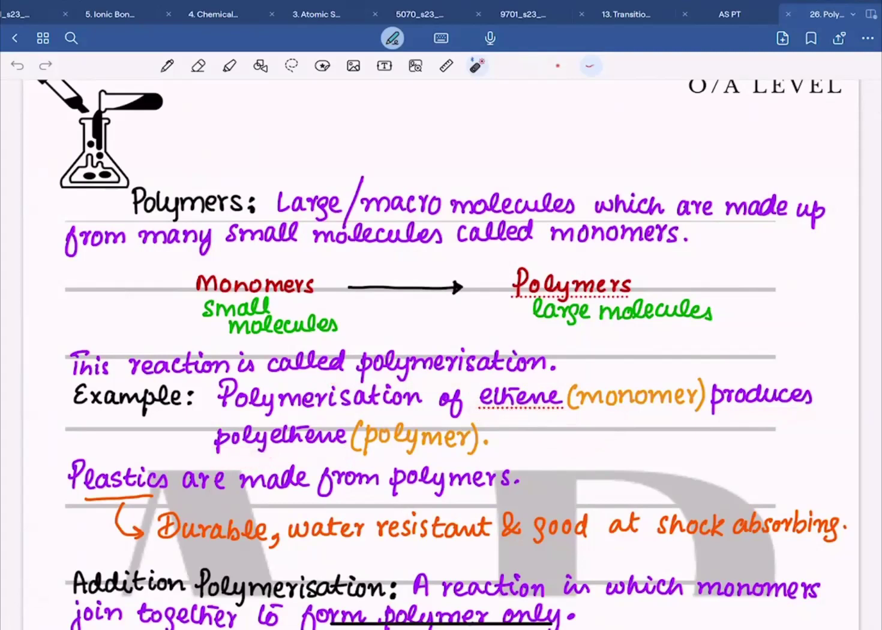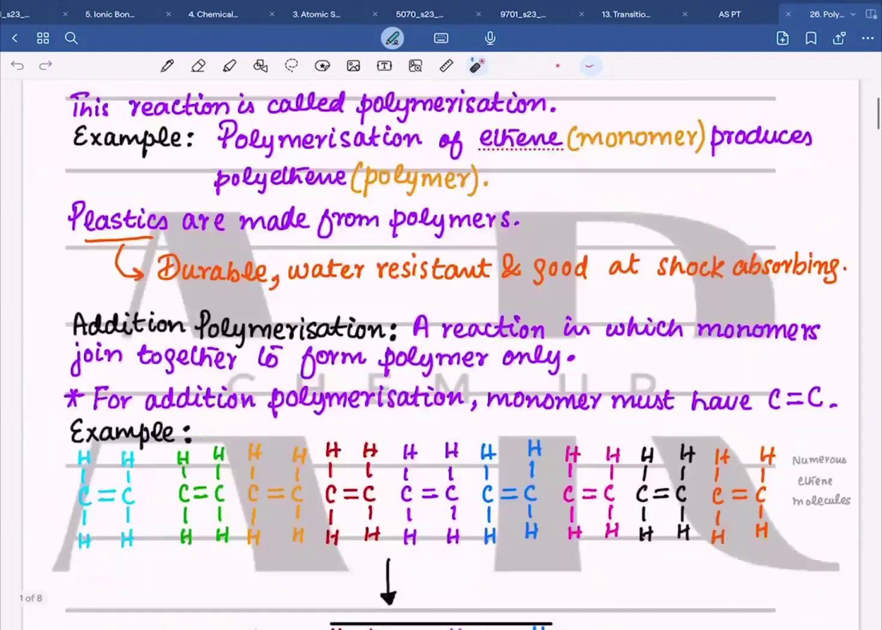Okay. Now, polyethylene is a plastic, and plastics are made from polymers. What are the characteristics of plastic? They are durable, they are water resistant, and they are good at shock absorption. So these are some typical properties of plastics.